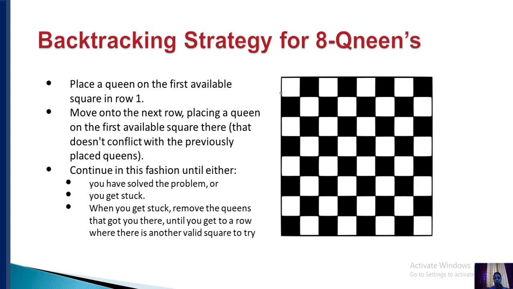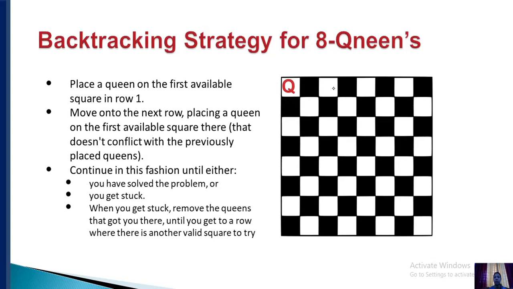First take the first queen and try to place it in the first cell. So the first available square is where we can place that particular N queen. So let us take the first queen. For the first queen, the available cell is this place. So here we have kept the first queen. And next we have to place the second queen in the next available place.